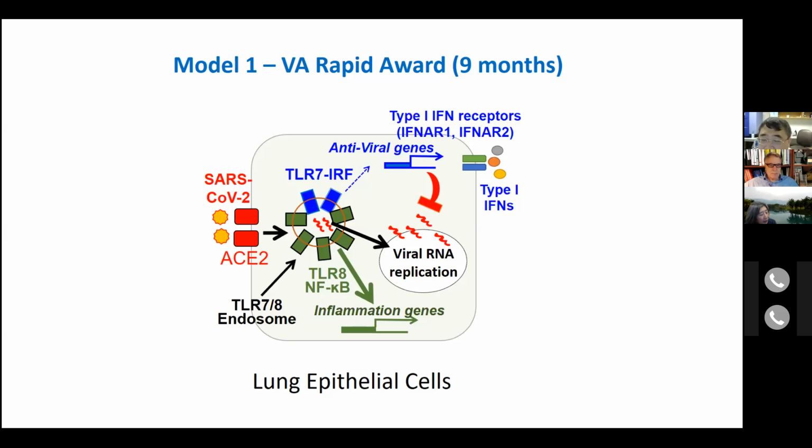So that's the first COVID-19 grant. There was no immune cell we said we're going to study here. It's just the lung epithelial cell. The hypothesis is very good. It's very simple, straightforward.